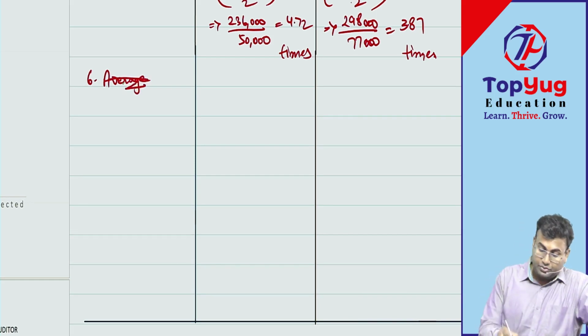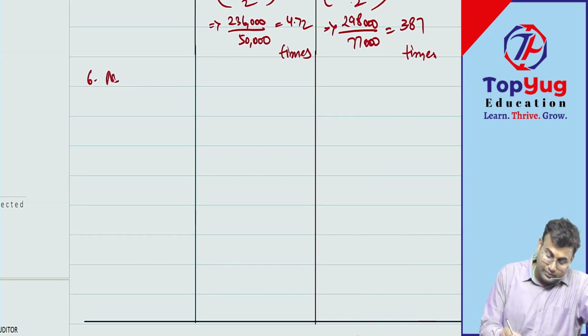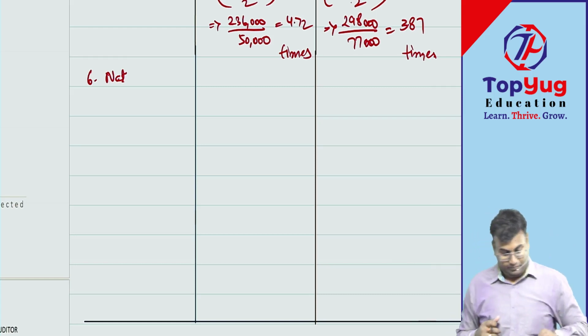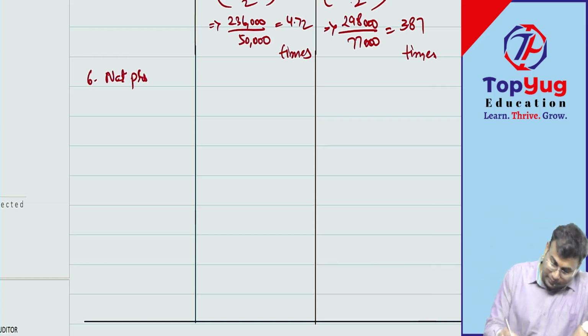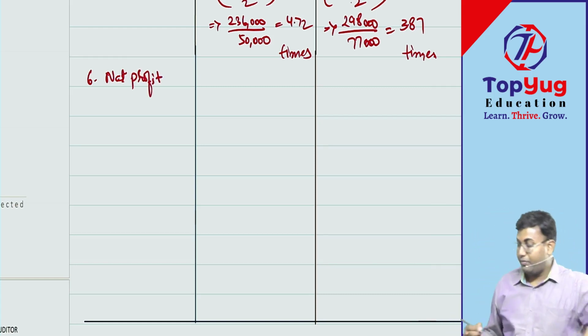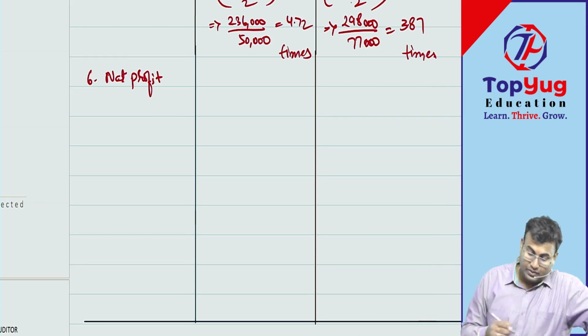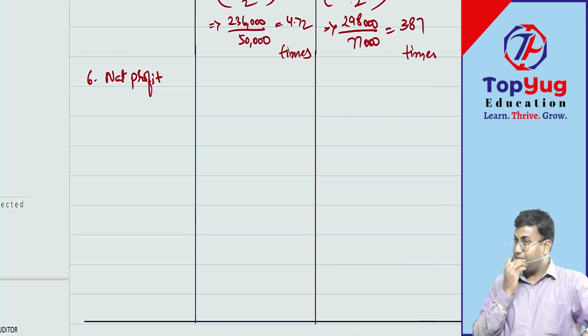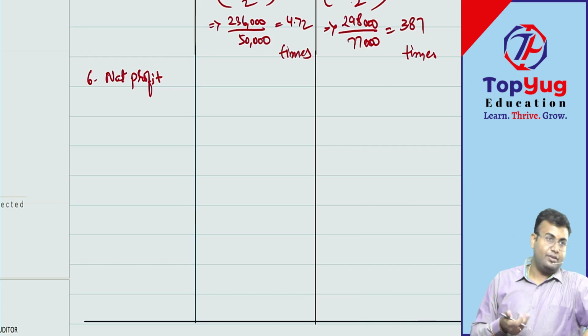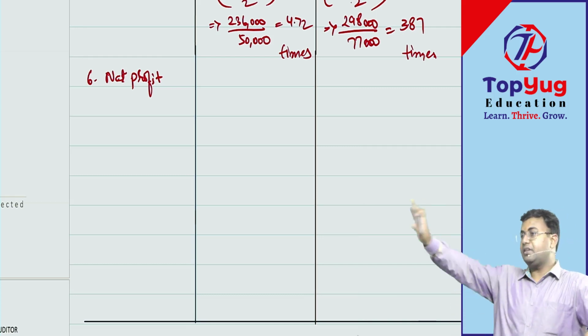What is the next ratio? Net profit ratio. Net profit to net worth. Yes. So again, cross hybrid, net worth is a balance sheet item.